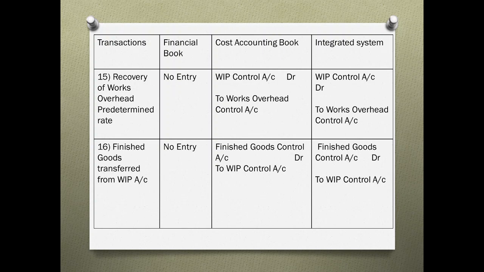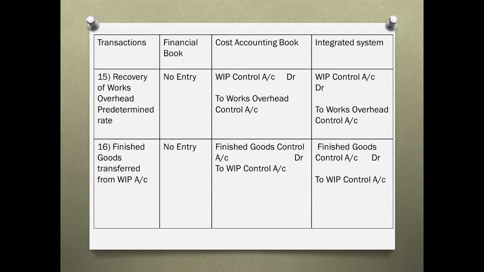Next, finished goods. Again you have to remember your chart. From stores it gets transferred to WIP. From WIP it gets transferred to finished goods. So WIP से transfer हो रहा है finished goods में, जो चीज़ जा रही है, so WIP would be credited. कहाँ जा रहा है, that would be debited. Finished goods control account would be debited, to WIP control account would be credited. This is for your cost.